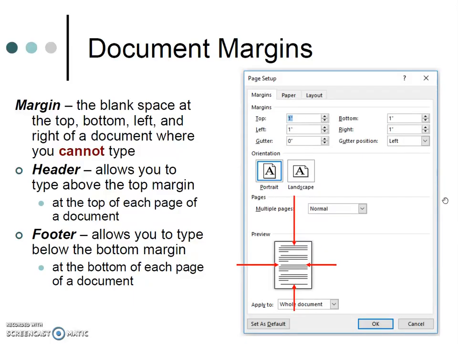The document margins. Now, a margin is the blank space at the top, the bottom, the left, and the right of a document where you cannot type. Okay, part of that, or right below the top margin, would be your header. Okay, at the top of each page of your document is your header, and we'll go into more detail with that depending on the project that we're working on.